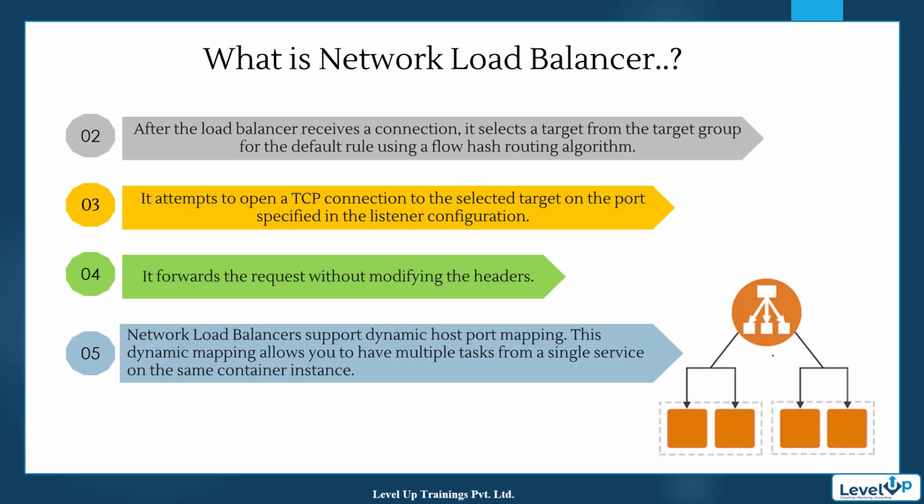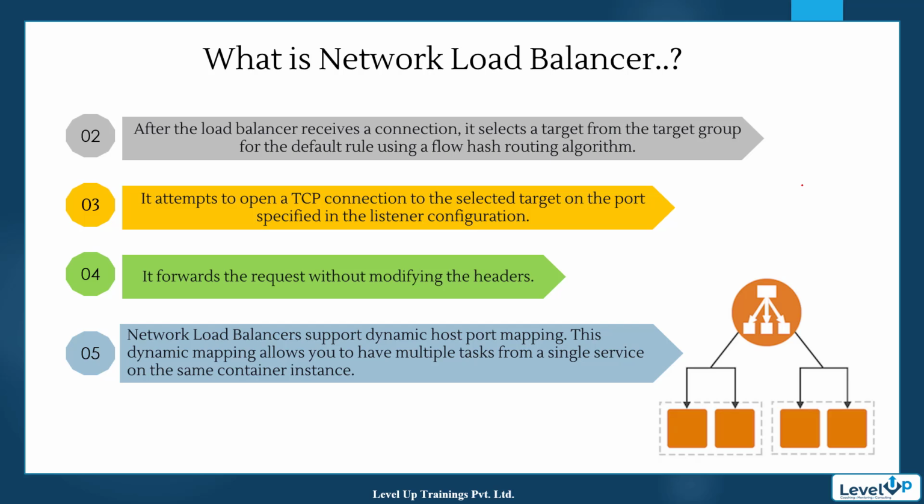So if you're working with something like IoT devices, or streaming data, or having millions of requests coming in, it is better to use a network load balancer. After the network load balancer receives a connection, it selects a target from the target group for the default rule using a flow hash routing algorithm. Once it receives a request, it will select the target to which it has to send the data by a hash routing algorithm.